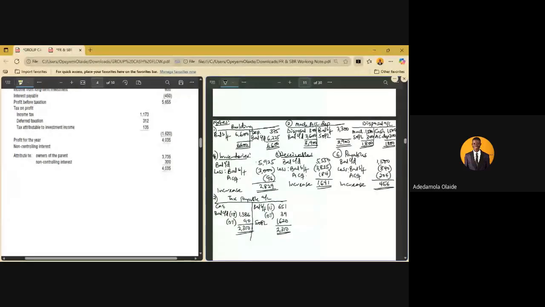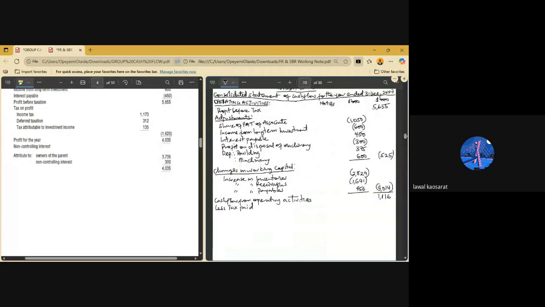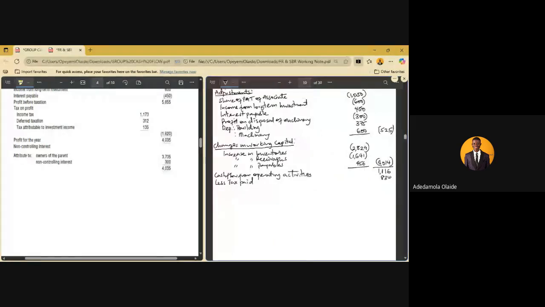Cash 834. So if we take out 834, what do we have as the net cash flow from operating activity?